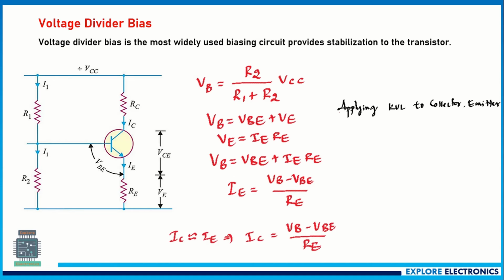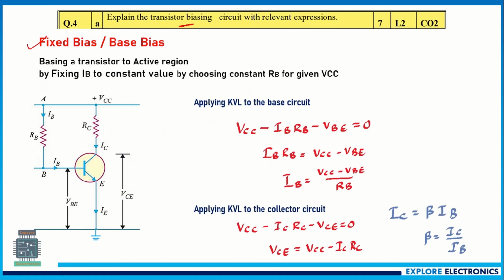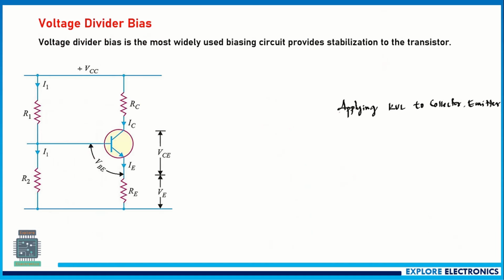So out of these 2, you can write any one biasing if they have asked for some 4 to 5 marks, but here it is asked for 7 marks. So better to write 2 types of biasing with explanation.